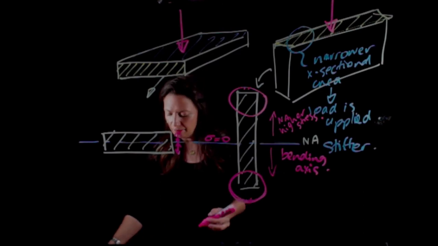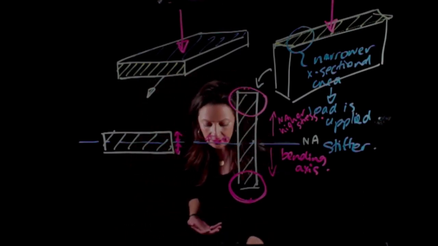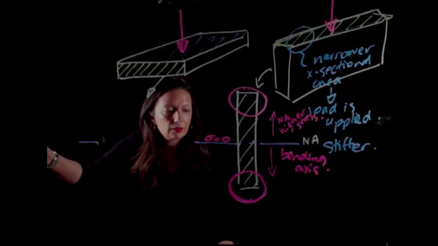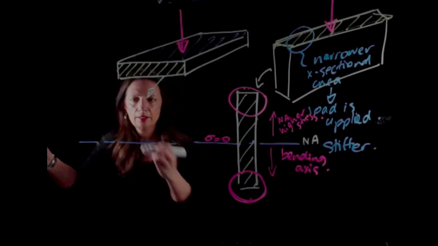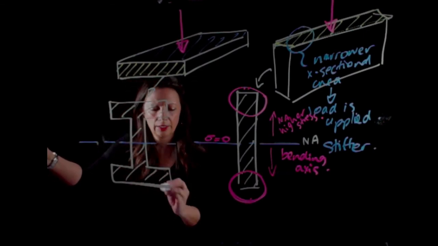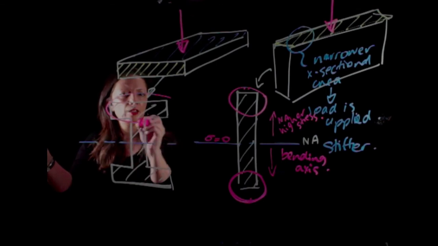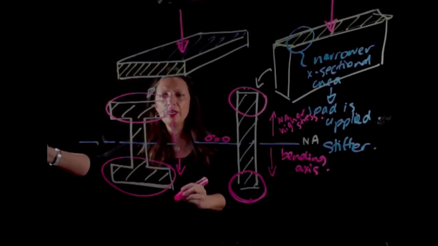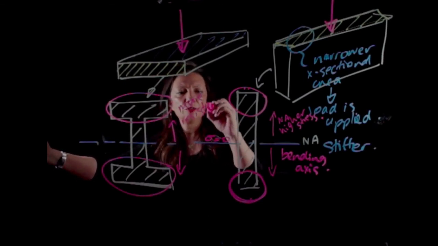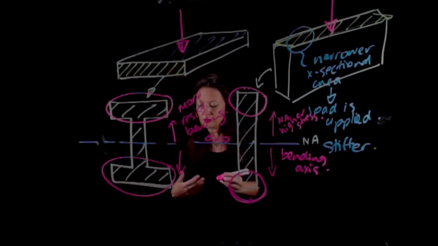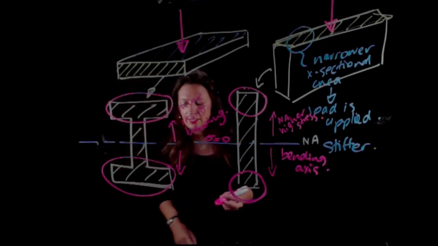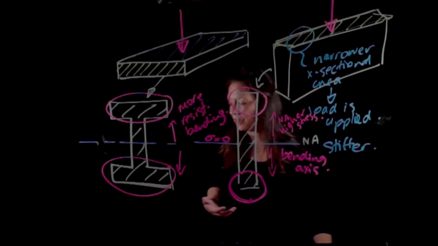If we had a cross-section like an I-beam, this is why. Here's my neutral axis, and here I have an I-beam, this is my cross-sectional area. The majority of my material is further away from the neutral axis, so this is going to be more resistant to bending. This is why you see I-beams in a lot of construction, because it's a very strong, stiff cross-section. Let's take a look at how to calculate the moment of inertia.